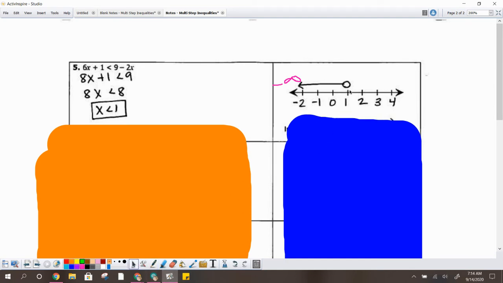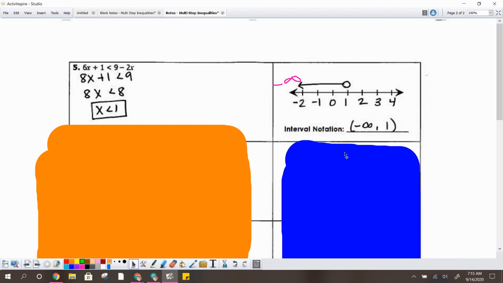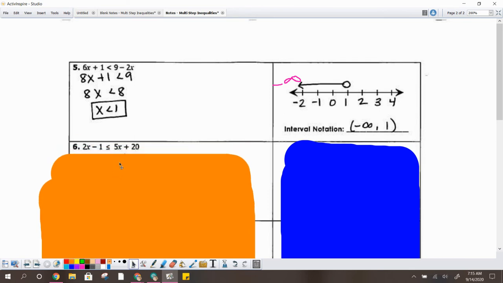And then you are not including 1. So it should be parentheses, negative infinity, comma, 1, also parentheses, because this is not a greater than or equal to or a less than or equal to sign. All right, number 6. I want you to solve it, and I want you to graph it. So press pause, try the problem.